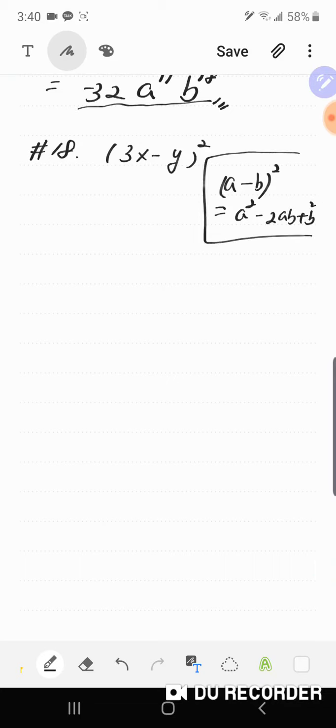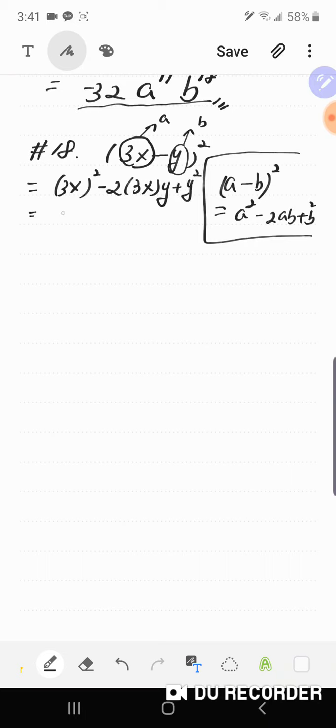Then this will be equal to, okay, so 3x can be treated as a, and this y can be replaced by b. So a squared means 3x is multiplied twice, right? a² − 2ab, 2 times a times b, where b is y, plus b². Then simplify each term: 9x² − 6xy + y². So this is the answer.